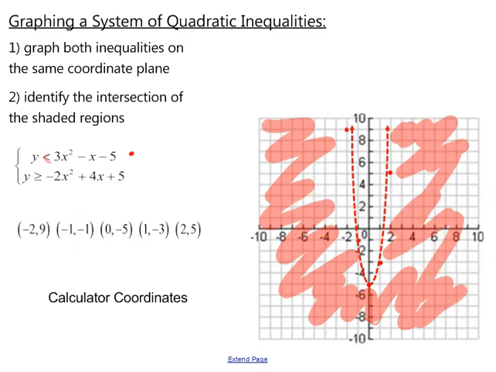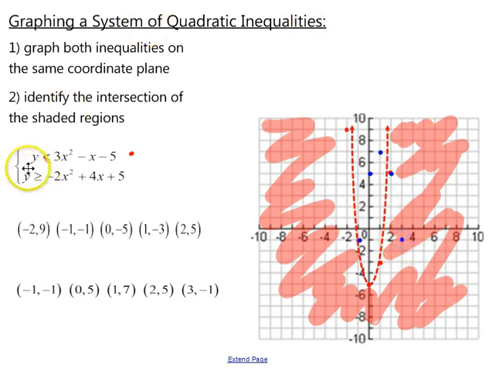Now let's go ahead and graph our other quadratic. So put this into the calculator, and then you're going to use your table to get the coordinates, and then we can go ahead and plot them. So we have -1, -1, 0, 5, 1, 7, 2, 5, and then 3, -1. And then when we sketch, because it has that or equal to option, this is going to be a solid line. And now we need to shade.